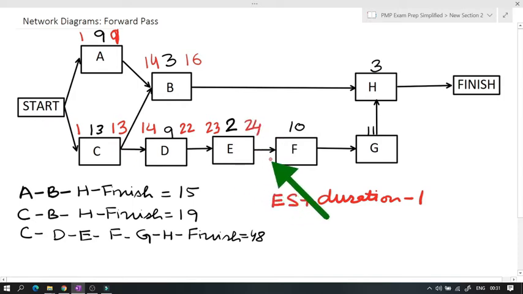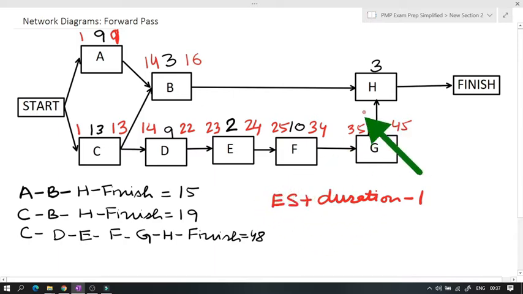Moving on to activity F. 24 incremented by 1 is 25, plus 10 is 35, minus 1 is 34. Now from F to G, 34 incremented by 1 is 35, and 35 plus duration 11 is 46, minus 1 is 45.